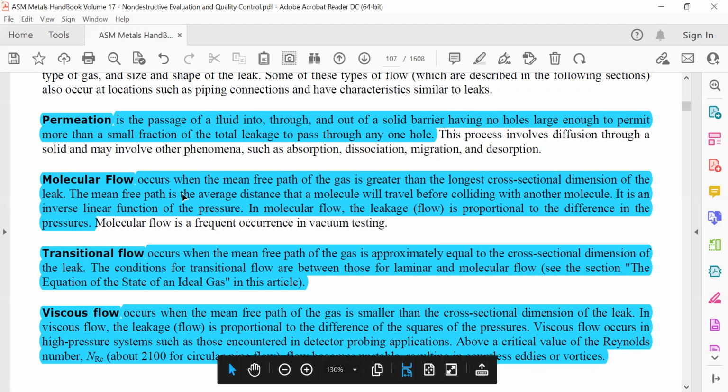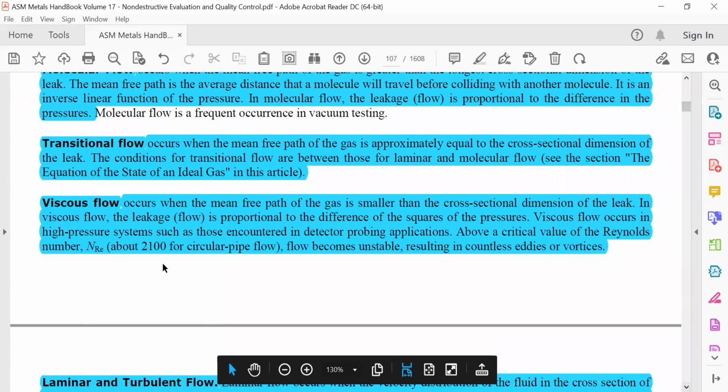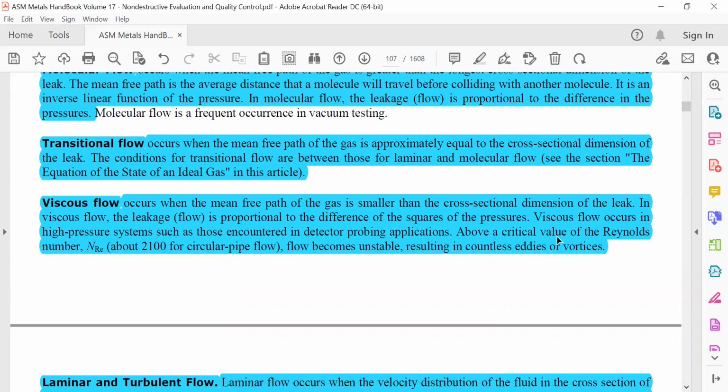Transition flow, ideal gas, frequently occurs in vacuum testing, as does molecular flow. Viscous flow occurs in high pressure systems, those encountered in detector probing applications.